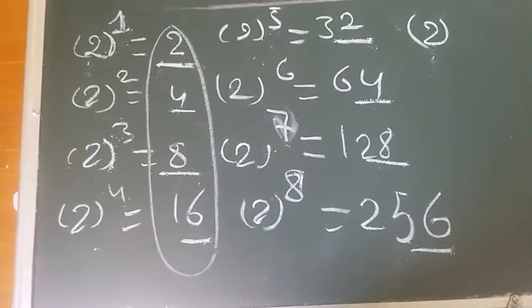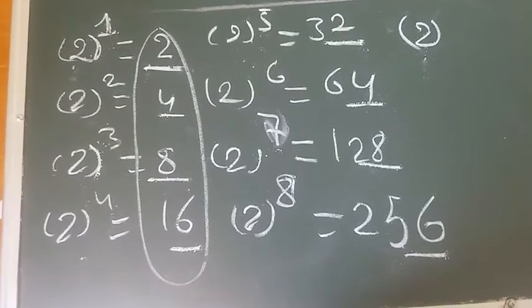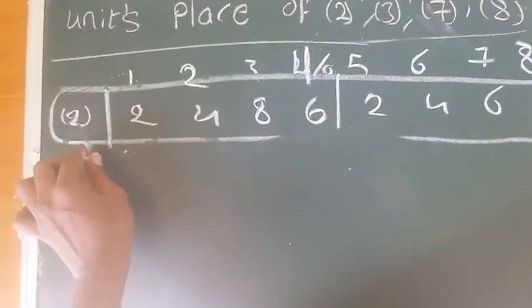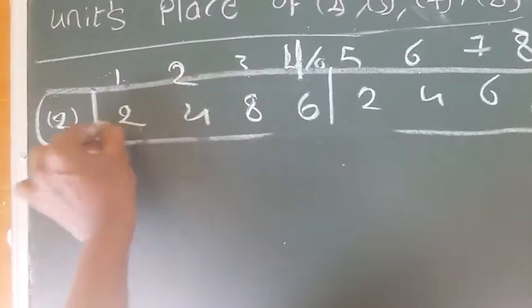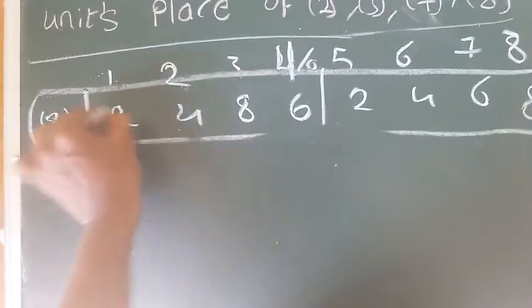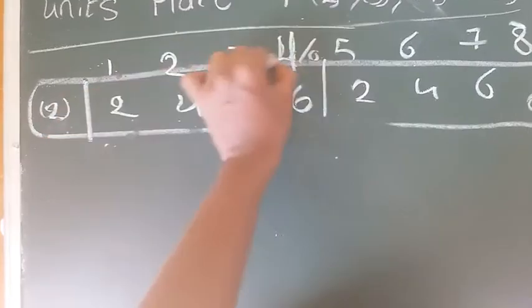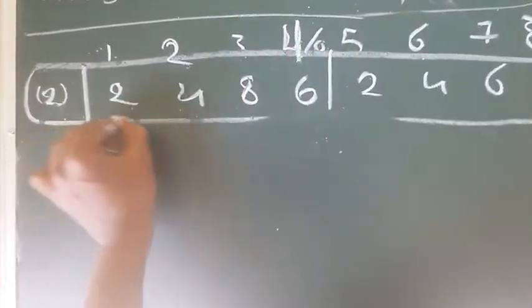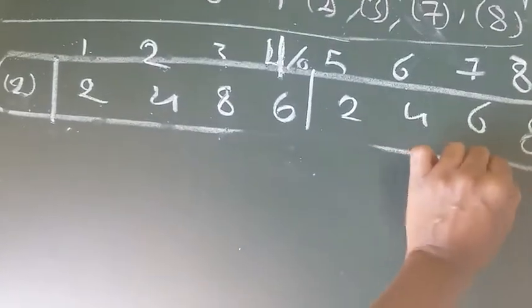Now let us see how to calculate the units place of 2 power n. Observe here the table. 2 power 1 units place is 2. 2 square units place is 4. 2 cube units place is 8. 2 power 4 units place is 6. And in this table, the units places are repeating for every 4 numbers.